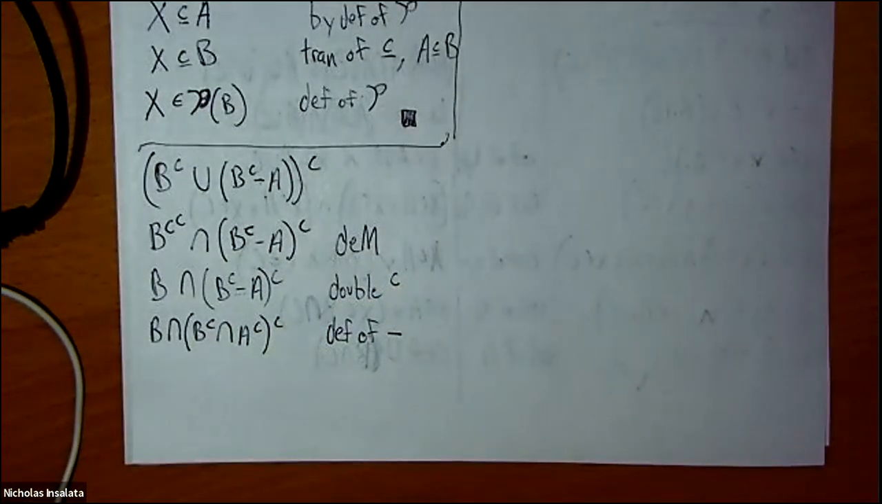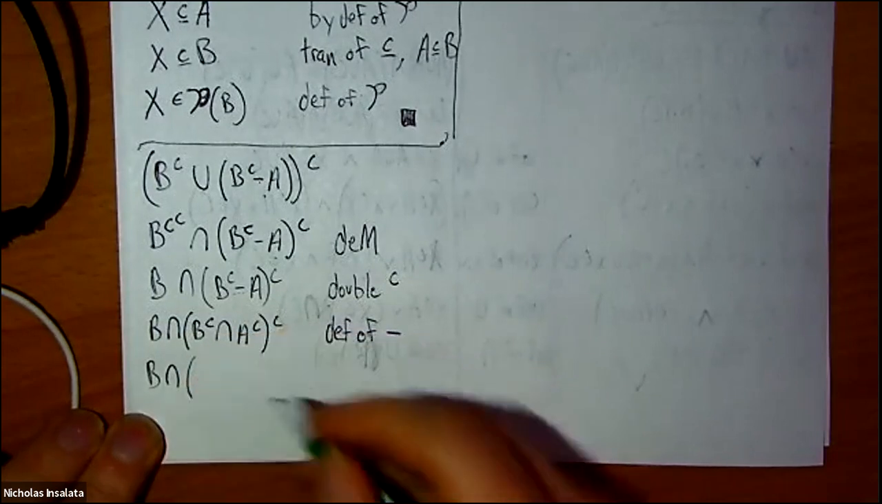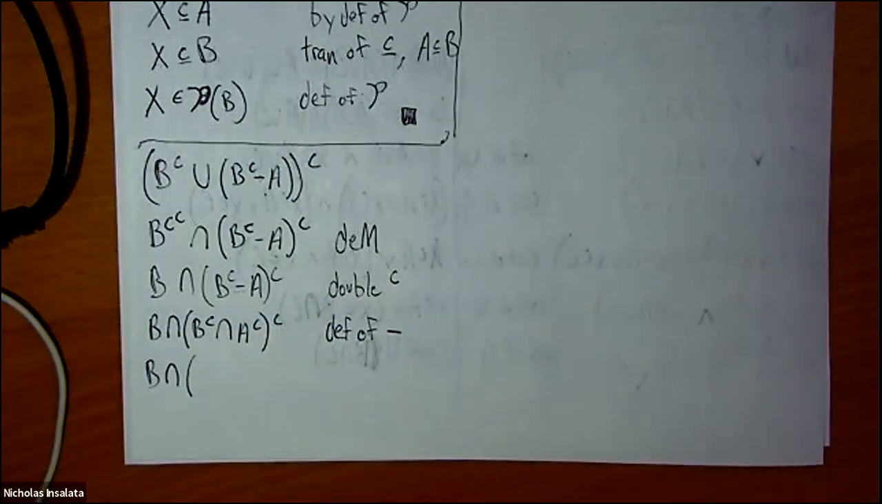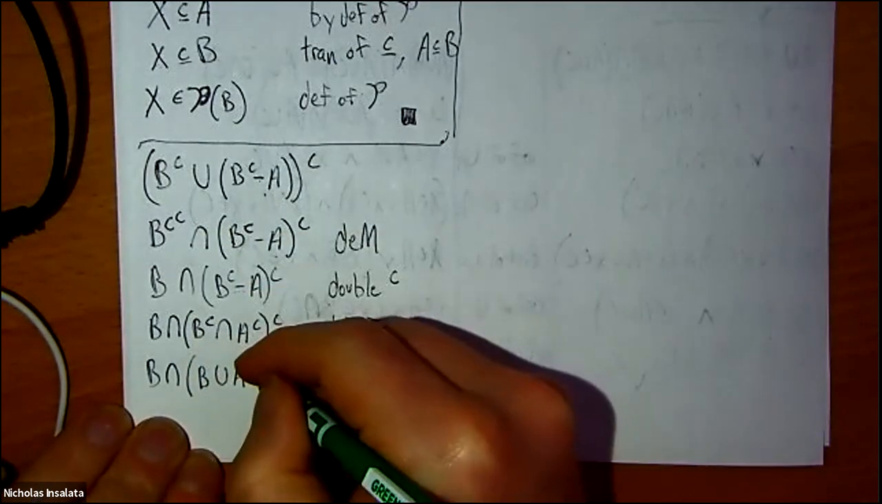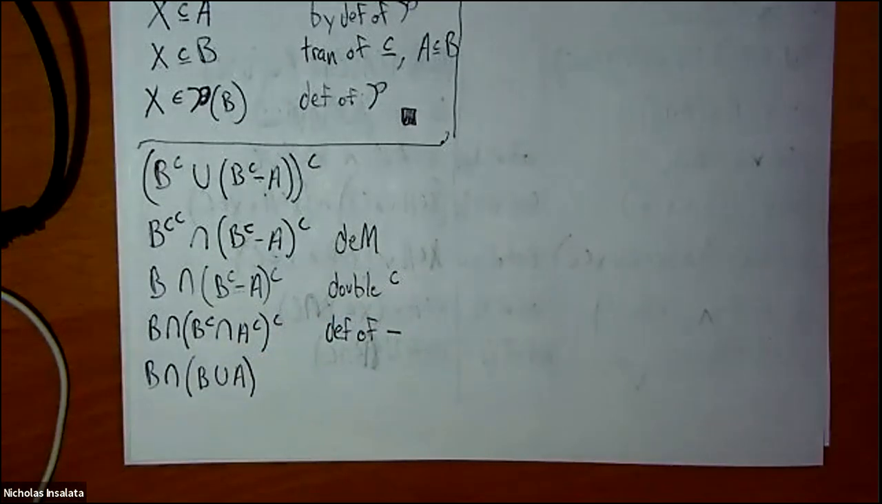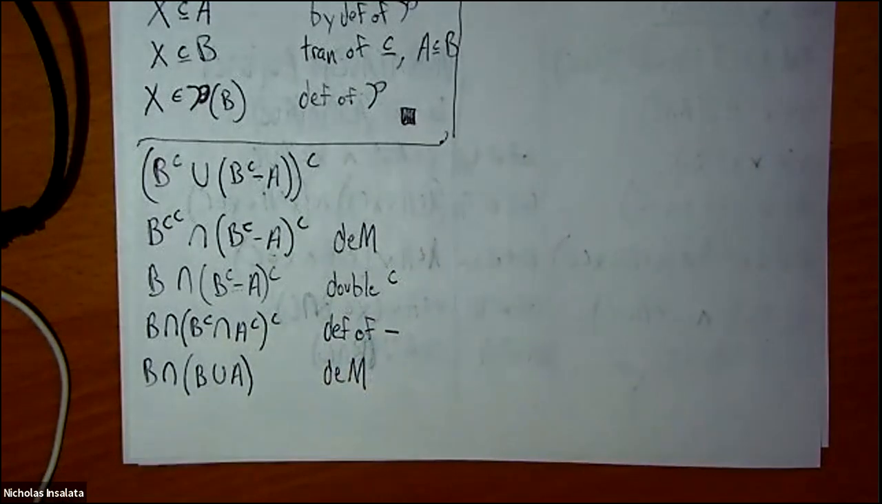Okay. Now I can De Morgan's, right? So what do I get next on the inside here? So I have B intersect. And what have I got? B union A. Okay. That's by De Morgan's again. Okay, so now what do I do?